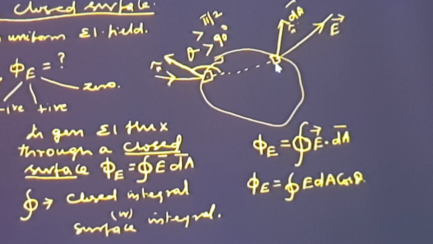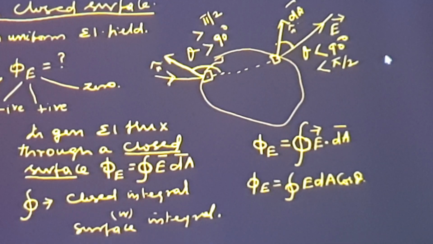Similarly, when you are considering this point where the electrical lines of force are moving away from the surface, the angle between the normal and the electrical line of force, that is theta, is considered to be less than 90 degrees, or we can say it is less than pi by 2.